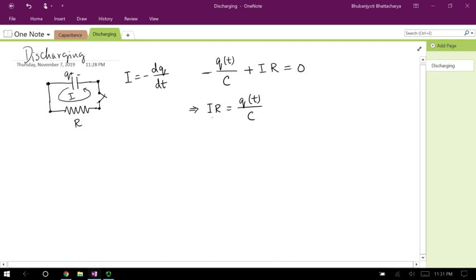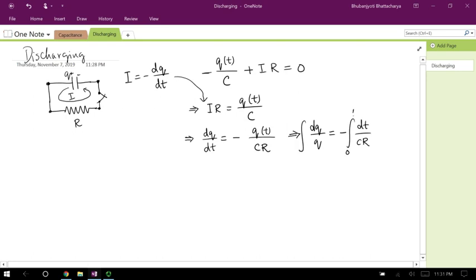But I is equal to negative dq dt. So if we plug that in, we get dq dt is equal to negative q as a function of time over c times r. This is a much simpler differential equation to solve, and we can write dq divided by q is equal to negative dt over cr, and quite easily integrate both sides from t equals 0 to t, and this side we will integrate from q0 to q as a function of time.